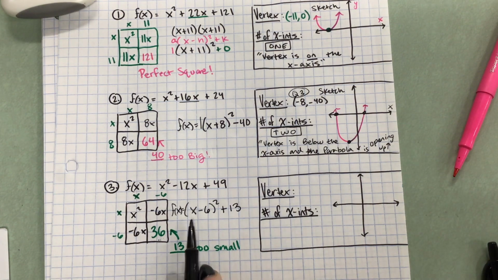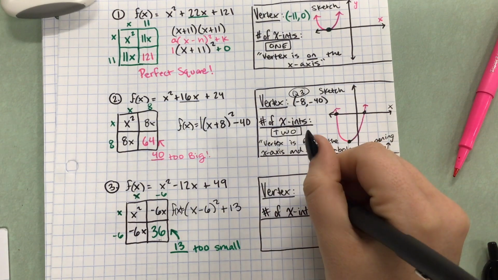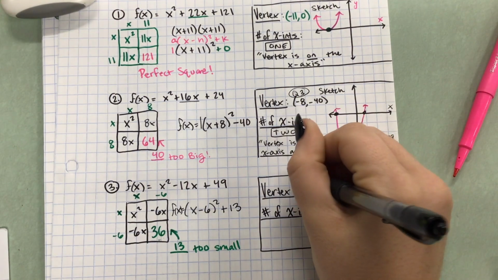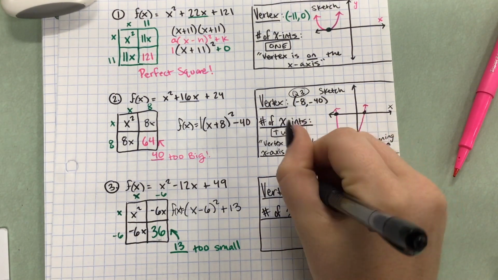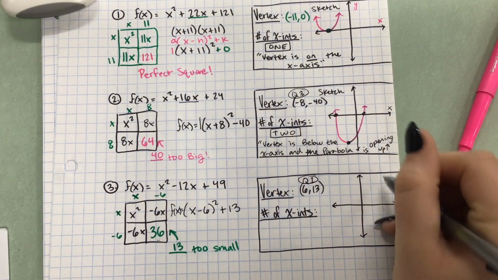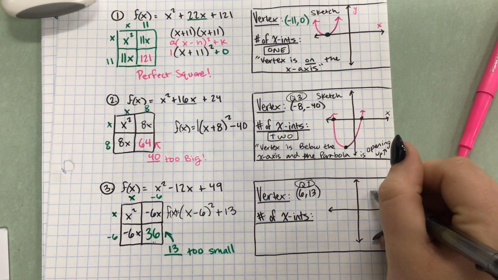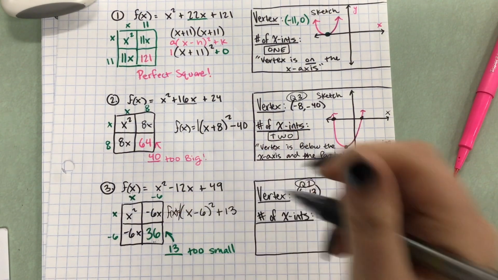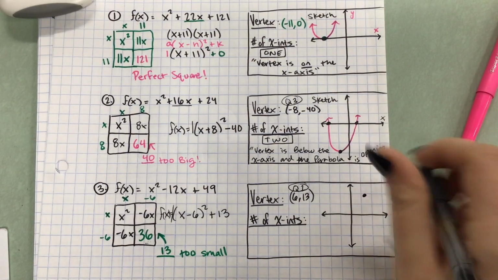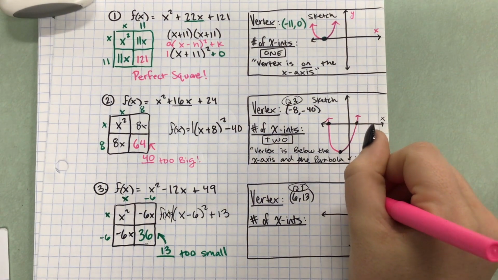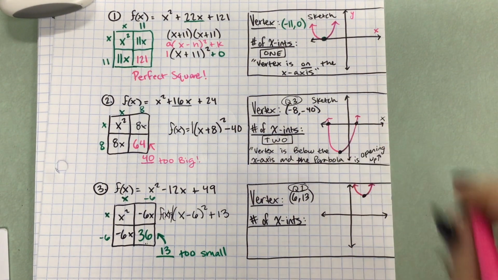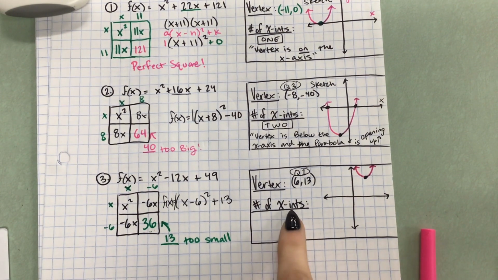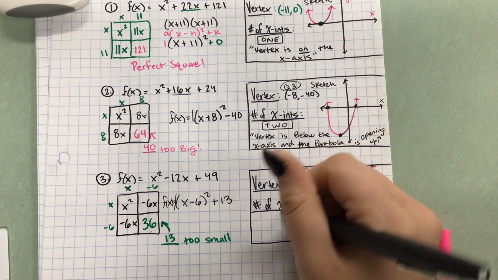Our vertex, we're going to change h. We get 6, keep k, put parentheses around it. That one looks like it's in quadrant 1, which is somewhere over here. So if I've got 6, 13, let's just say I let it float right there. It's pointing up because we have an a value of 1. So in this example, it doesn't look like it's going to touch the x-axis at all. So the number of x-intercepts would be none.